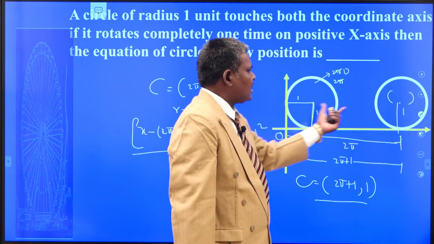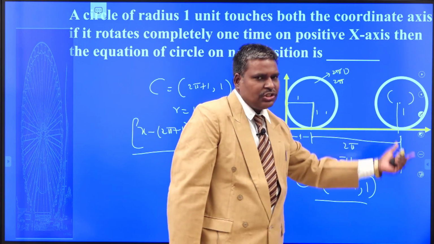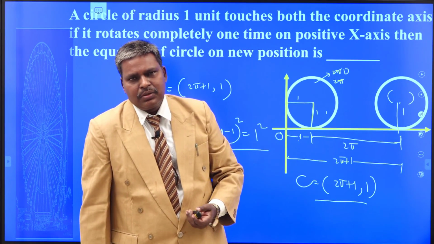There is no change in the radius of the circle. It moves from one place to another. Understand? Okay.